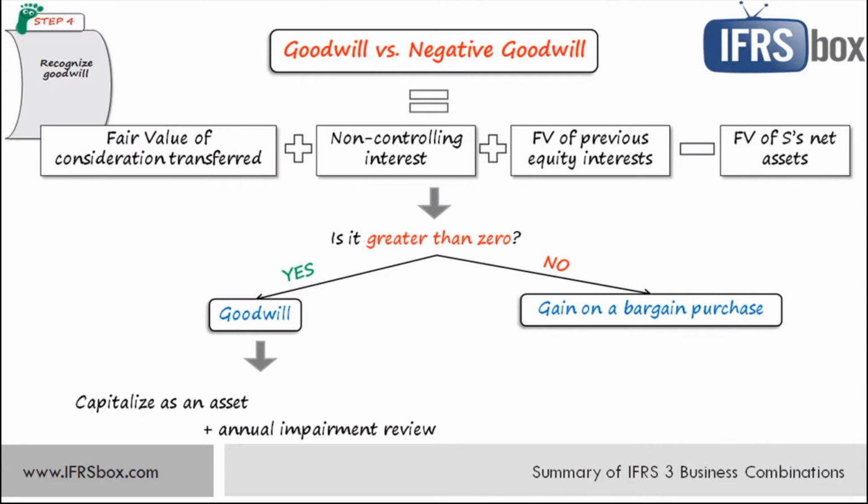Well, first of all, you need to reassess the amounts at which the parent measured both the cost of the combination and subsidiary's net assets, because there might be some error and the parent needs to be sure that there's really a negative goodwill. Secondly, if everything is okay, we need to recognize any excess or negative goodwill in profit or loss immediately. So we're not going to treat it like some liability.